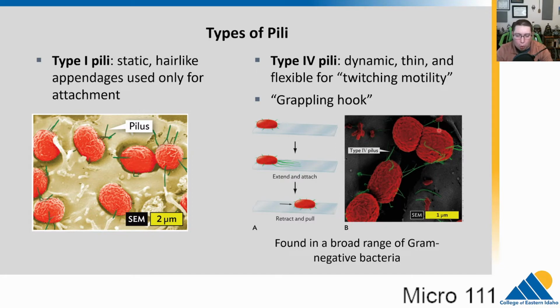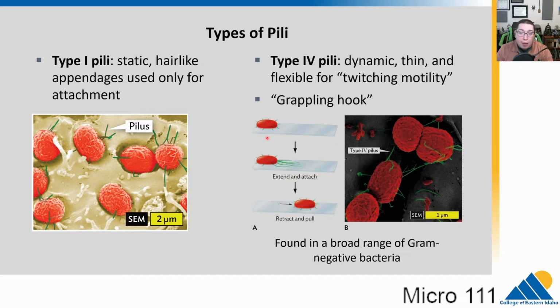This can be found in a broad range of gram-negatives. Vibrio cholera, which we've talked about before, does this. Pseudomonas aeruginosa, which can cause lung infections in cystic fibrosis patients. Neisseria gonorrhea does this. Sexually transmitted infection there.